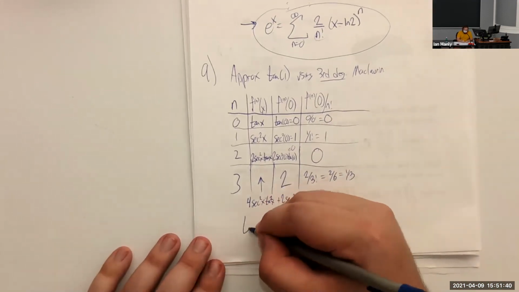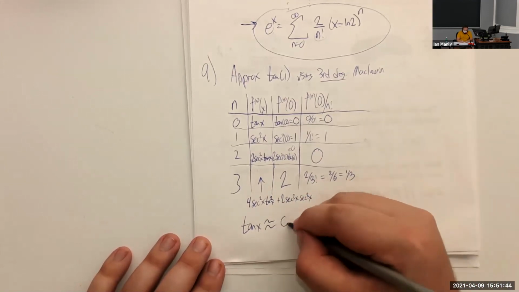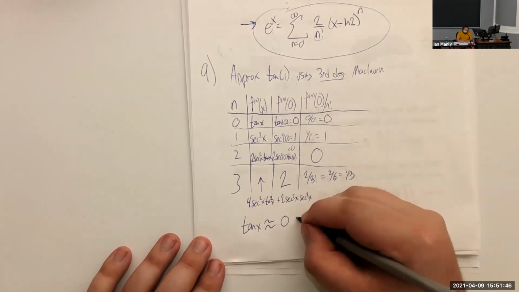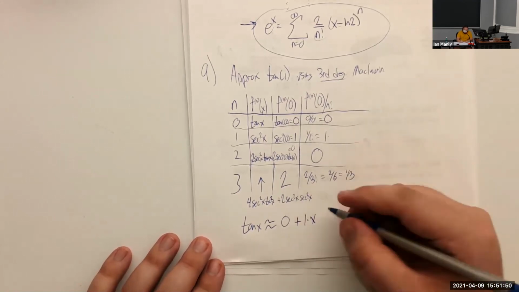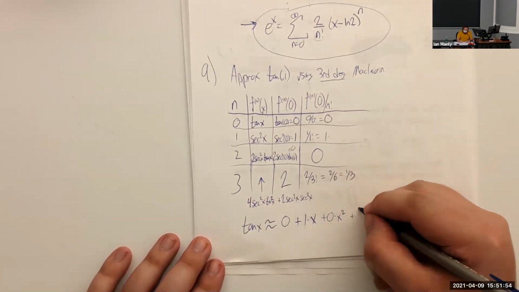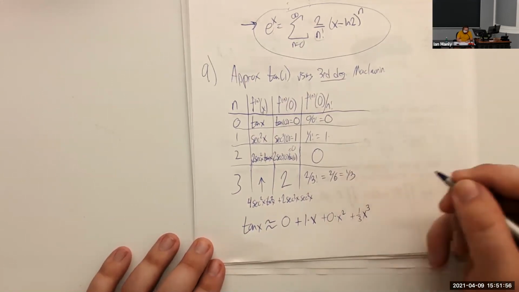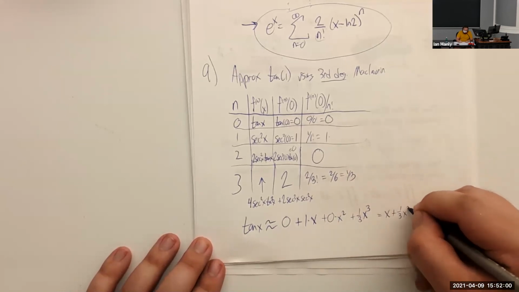So what does this mean? This means the tangent of x is approximately equal to 0, because we have a 0 there, plus 1 times x, because of that, plus 0 times x squared, and then plus 1/3 x cubed, which is just x plus 1/3 x cubed.